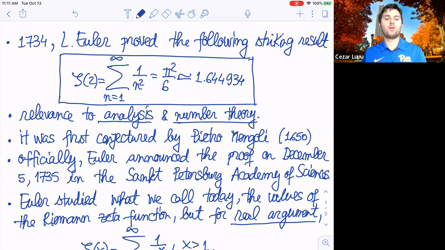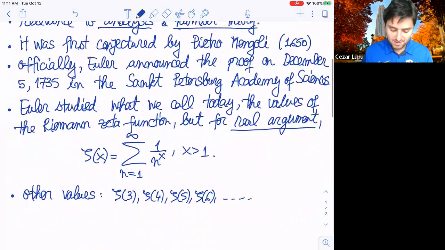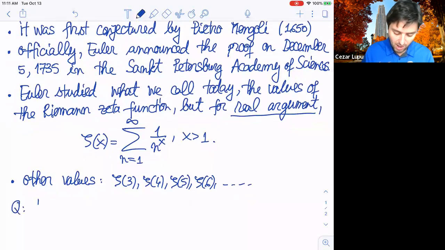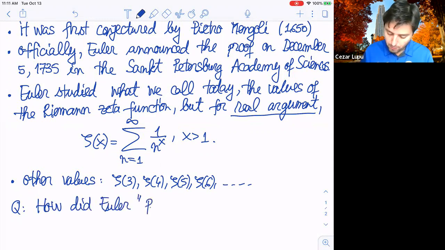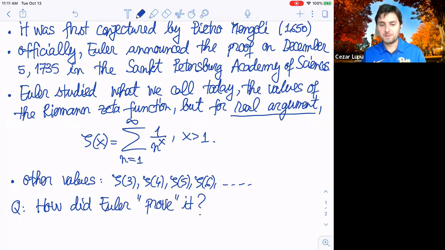But anyway, suppose we don't have that. Back in those days, Euler didn't have all this machinery. Let me just say a few words about how Euler proved it. So the first question: how did Euler prove it? How did he prove this? Well, there are a bunch of ingredients here, and I would like to talk about these ingredients.